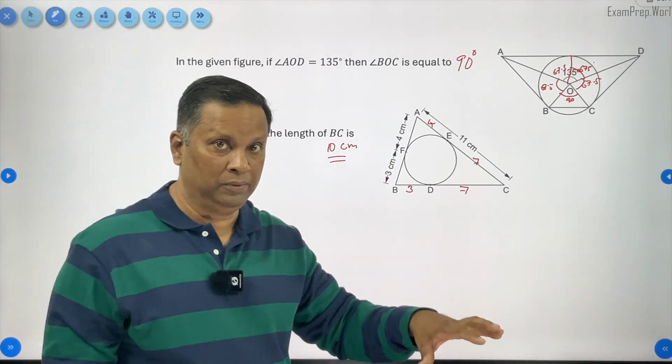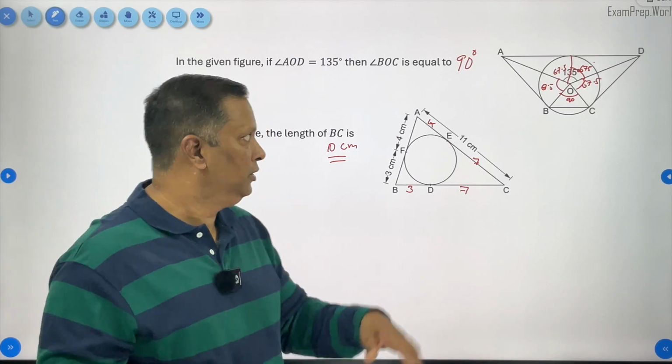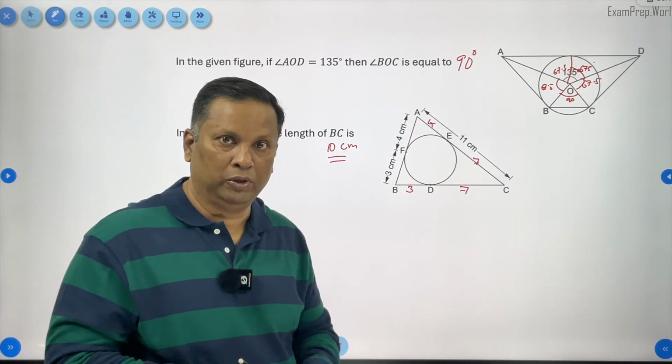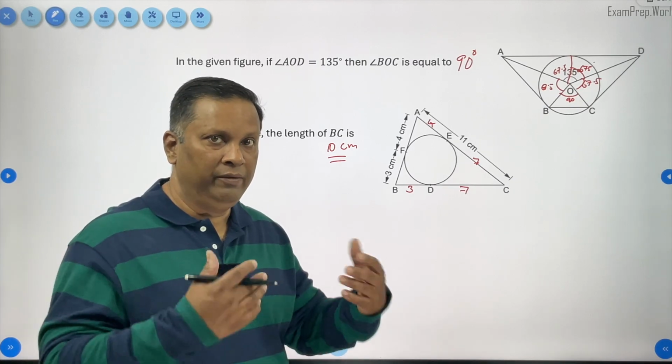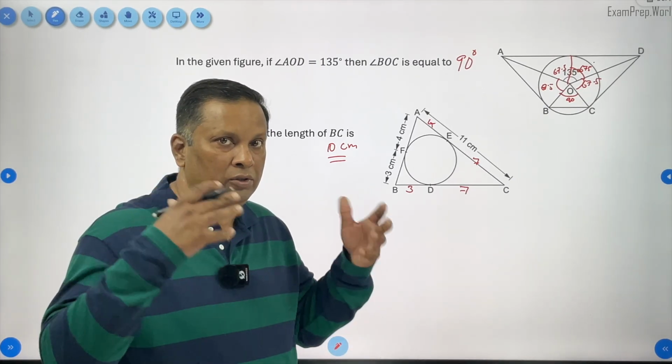Pause the video and note. Unless and until you do it on your own and you make an effort to draw these diagrams and do them in your notebooks, you won't be learning. See, seeing videos and understanding is a very happy feeling, right? But put your neurons to work, right?